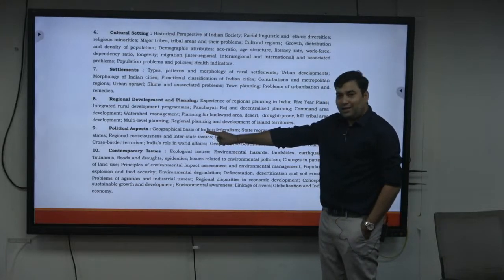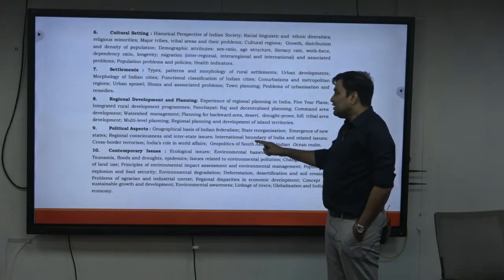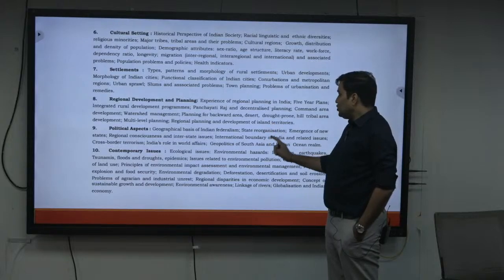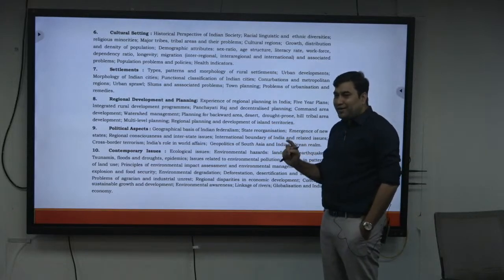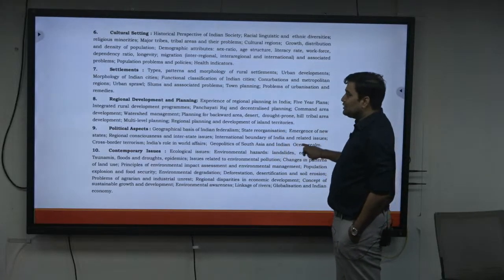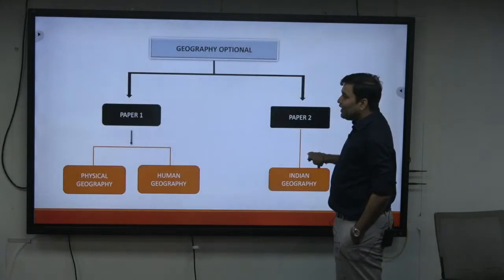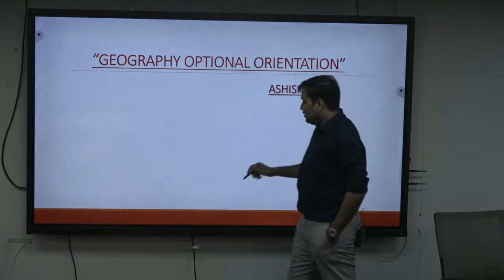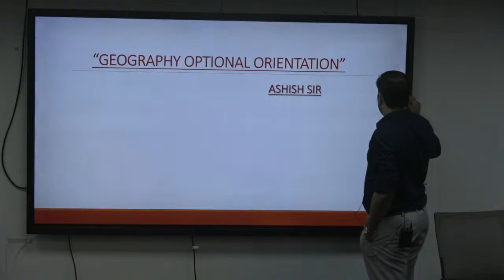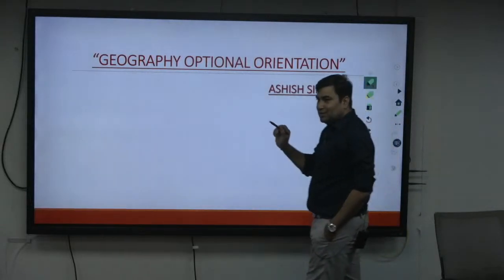Cross-border terrorism, correct? This is a part of basically GS3, internal security. Now here you just see India's role in world affairs, geopolitics of South Asia and the Indian Ocean region. This is completely international relations. Am I right? What I want to say in simple words is that this subject has direct relevance with your GS paper 2. I hope you are getting the idea.